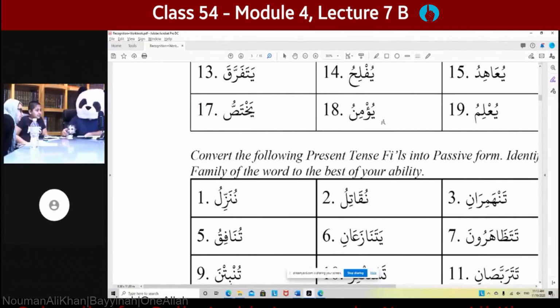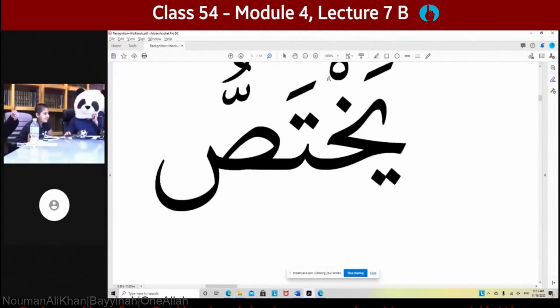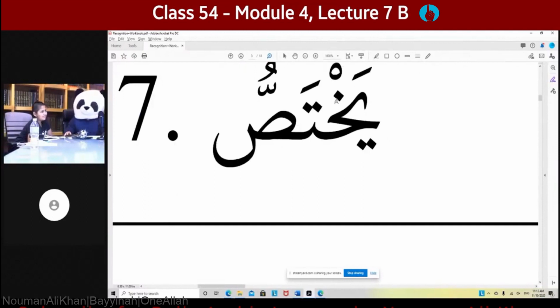Yahtadu or yuhtadu. Is that a noon or a ha? Are we on 17? Yeah. It's confusing because they're on top of each other. Yah. Oh, yuhtadu. This is a dal? Yahtasu.